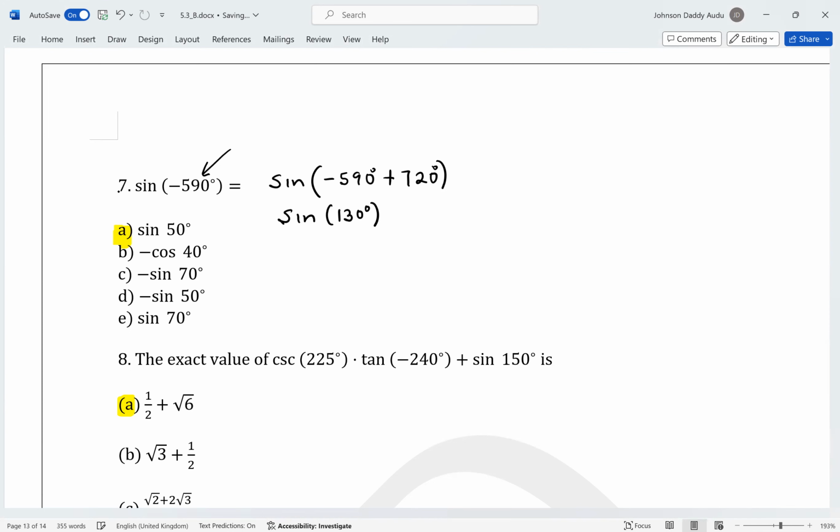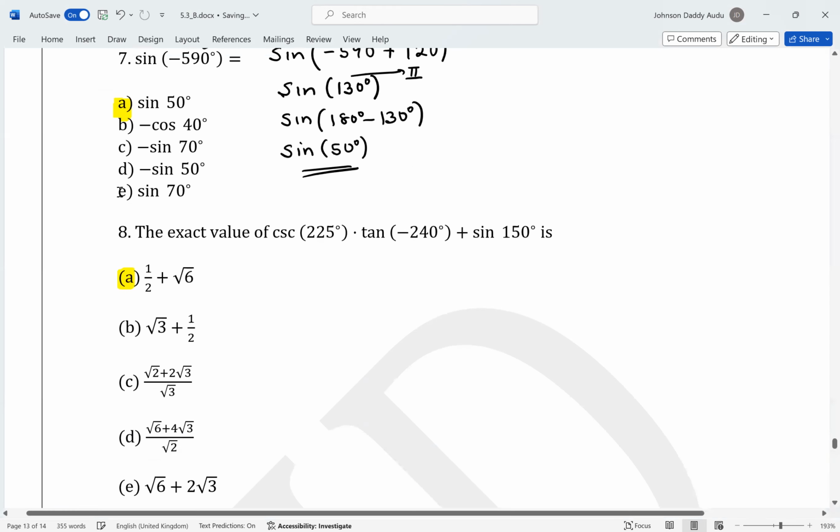But this is by coterminal, right? And now you can see that this is in which quadrant? In quadrant 2. And sine is positive, so it's just still going to be sine. Now 180 degrees minus what? 130 degrees. And this is going to be sine of what? 50 degrees. So we can leave it since it's not one of those standard acute angles.